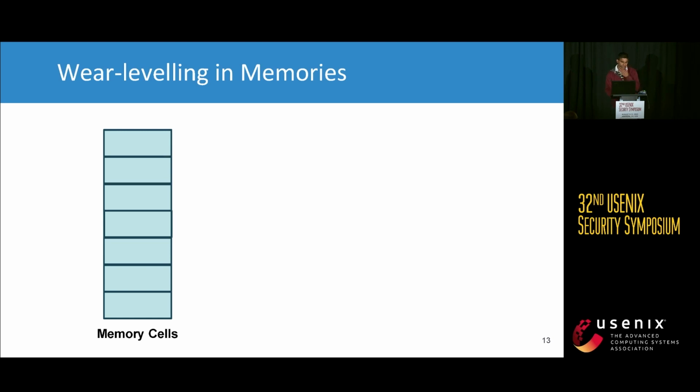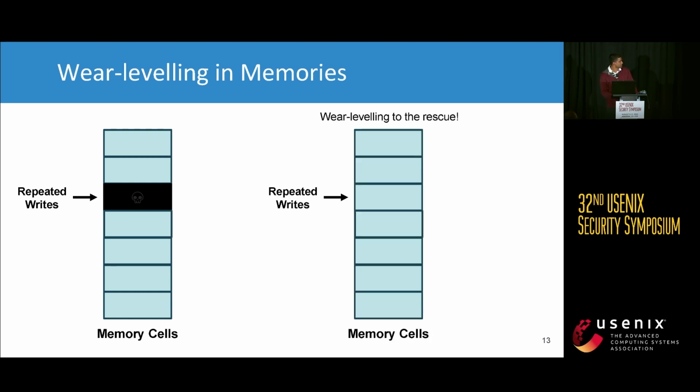Before I start with wear-leveling on Optane, let me remind everyone how wear-leveling works in memories. Non-volatile memory cells have limited cell lifetimes. So if you keep writing to the same memory cell, it will get worn out more and more until it gets destroyed and there is permanent data loss. Wear-leveling comes to the rescue here. Here, if you keep writing to a cell, it actually gets remapped to a different physical location. And in this way, your writes are distributed to the entire memory set of pages, and the wear is effectively leveled.